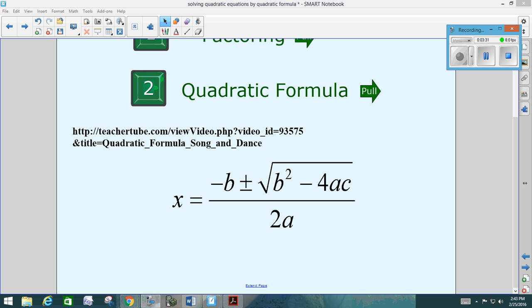In both songs they say negative b, which is how I always learned it and refer to it. The negative sign out front, though, means the opposite of b. So if b is a negative value to begin with, when you put it out in front, it becomes positive. So the negative b is actually referring to the opposite of b. We're just going to practice some.